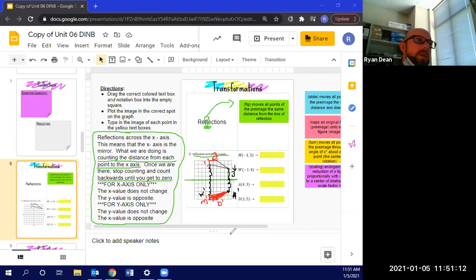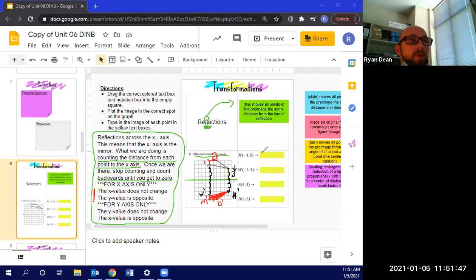The second way that we can determine where the points are going to be are by these 2 things right here. Now notice that there's 2 different things. We have one for the x-axis, one for the y-axis. Okay, if you're flipping across the x-axis, you're going to follow these 2 rules. That's what we're doing in this example. For the x-axis, the x value is not going to change. So when I reflect it across the x-axis, the x value does not change.